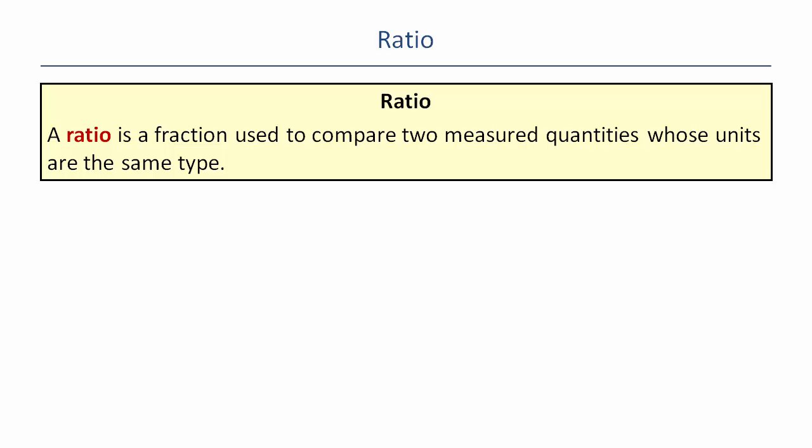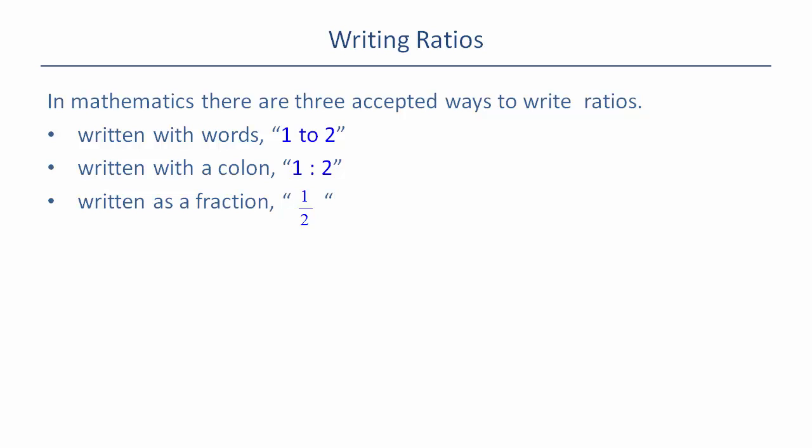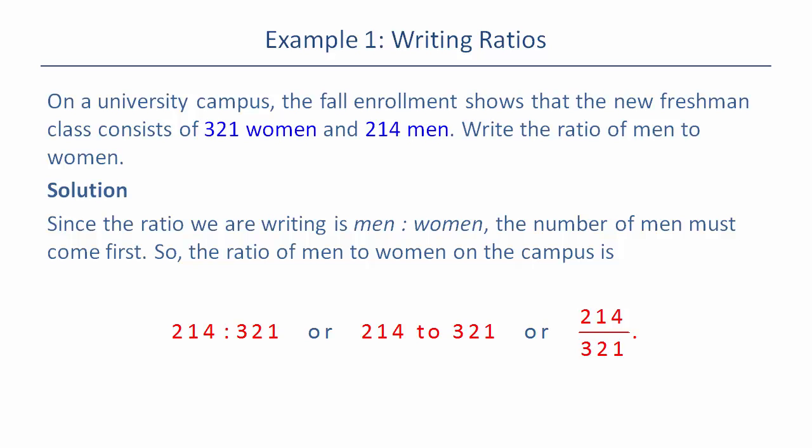So a ratio is just a fraction that's used to compare two measured quantities. And in this case, the units are the same, right? When we were talking about rates, the units didn't have to be the same. Sometimes ratios can be written with English, 1 to 2. Sometimes they have a little colon in between, but that's still read as 1 to 2. And then sometimes they're written as a fraction. Not usually. They're usually written in one of these first two forms. Usually the middle one is the most common, by the way, in case you cared.